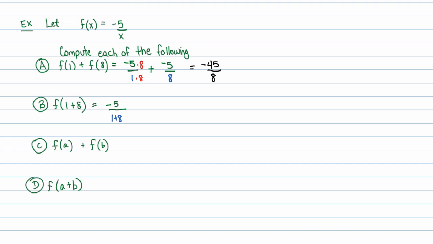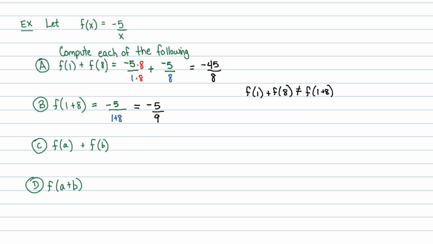Now I know some people are saying, well, why couldn't I have just written that as 9? You could have, but I'm just trying to show you that these two fractions are going to be different. This is going to turn out being a negative 5/9, which does not reduce. So notice that f of 1 plus f of 8 is not equal to f of 1 plus 8. At least in this case. Some functions it's true, but most functions it's not.